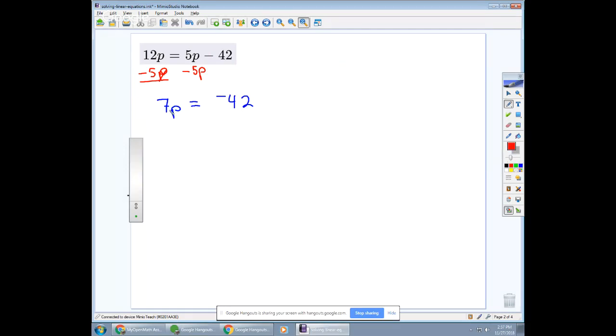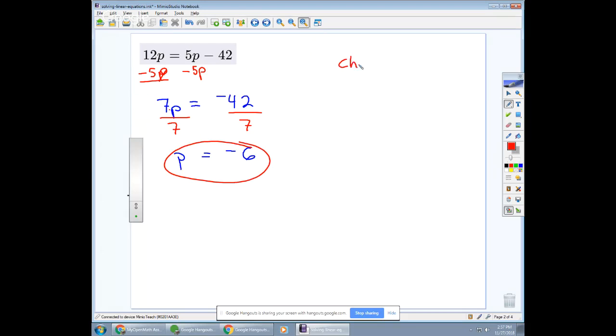Like the last problem, I can break that multiplication by dividing by 7 on each side. So 7 divided by 7 is 1. 1 times p is p. Negative divided by a positive is a negative. 7 goes into 42 6 times. So I believe the answer is p equals negative 6. So I'm going to circle that.